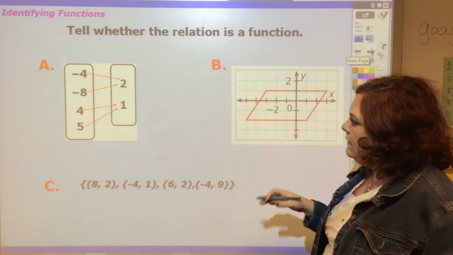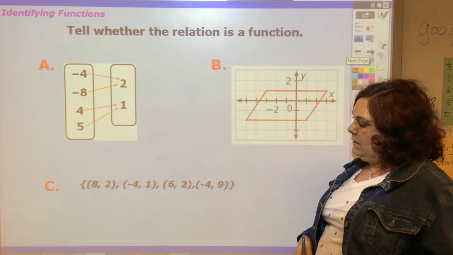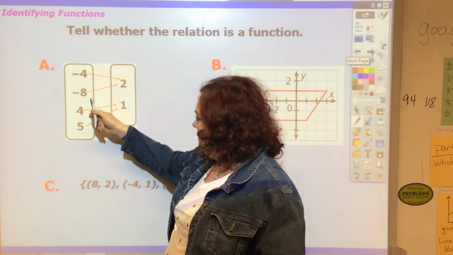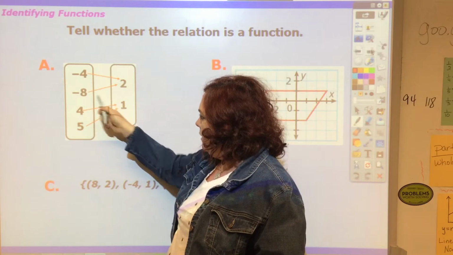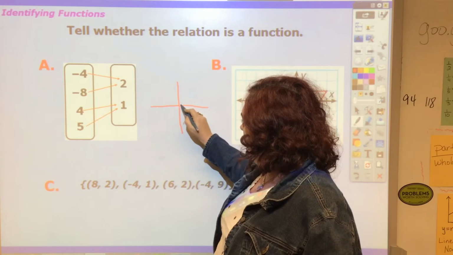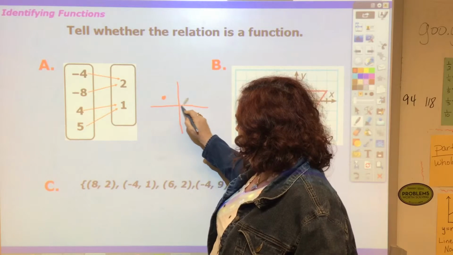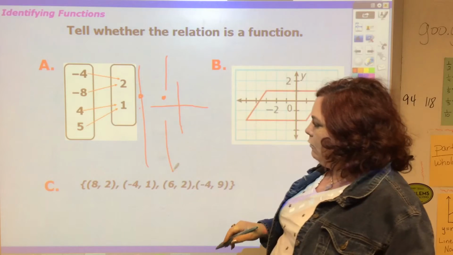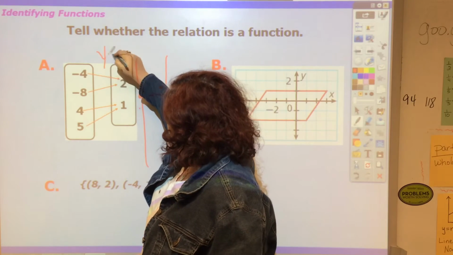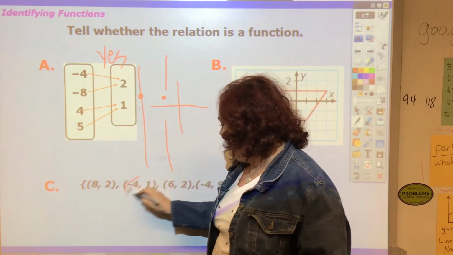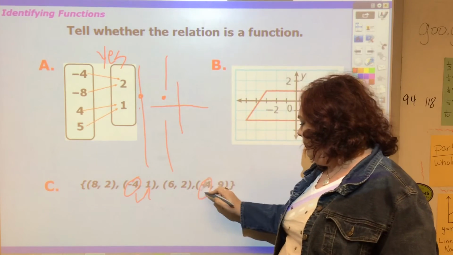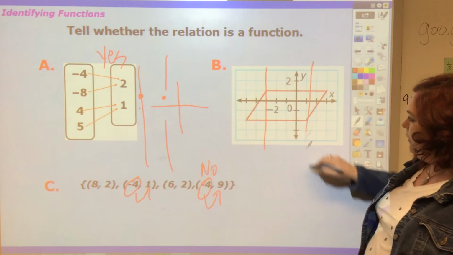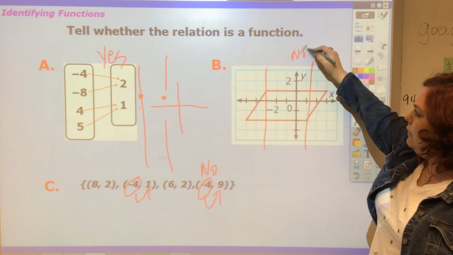And then just the last examples, all the different ways that you may see them. Here, since different inputs go to one number, if you think of this on the number line, the vertical line would not go through more than one point. So yes, this is a function. This one, -4 goes to 1 and -4 goes to 9, so it is not a function. And this one, with the vertical line test, is not a function.